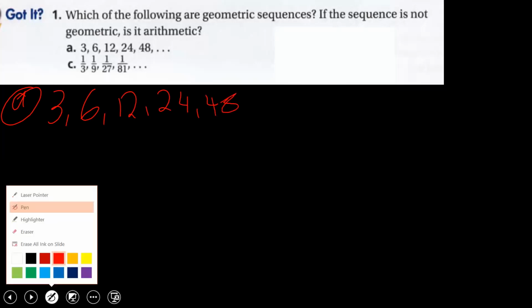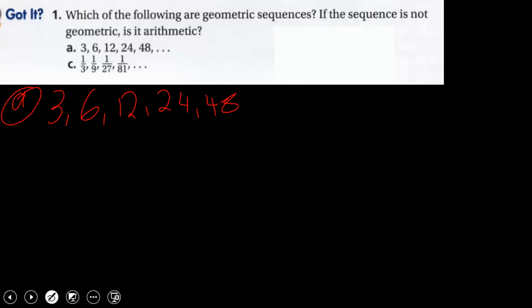Now here, which of the following are geometric sequences? If the sequence is not geometric, is it arithmetic? Let's see number A: 3, 6, 12, 24, 48. Let's see it now.